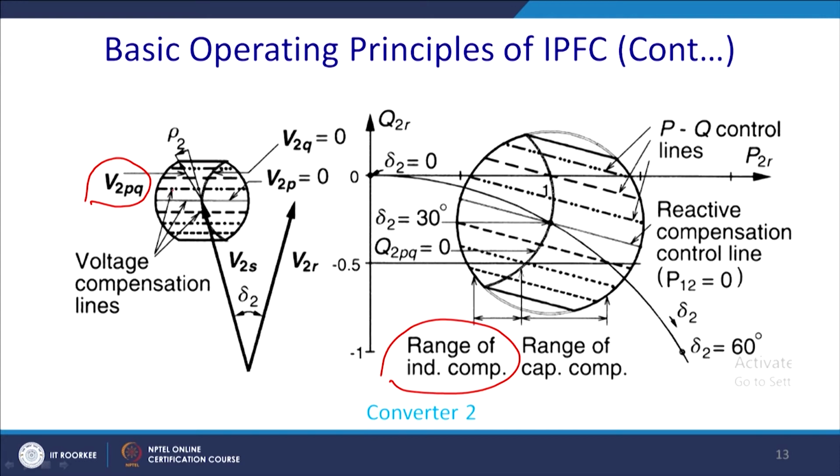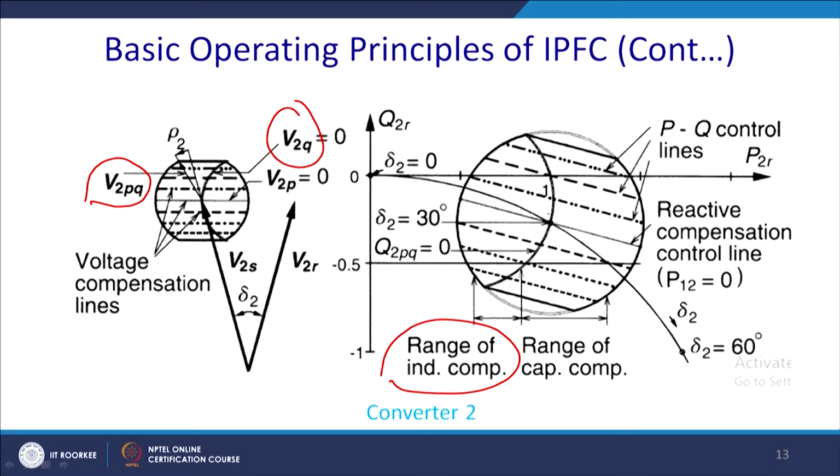Now, this will be the delta, and these chords will ultimately make a parallelogram. So, basically you will have a cylinder kind of thing, and these lines essentially are the voltage line compensations. This line corresponds to no exchange of real power between the two converters, V2Q is 0, and this line corresponds again to no exchange of real power, V2P is 0.